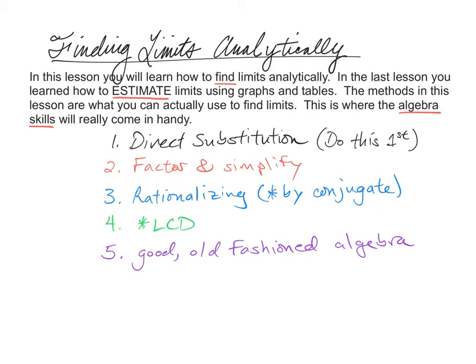The third method is rationalizing, and you'll either rationalize a numerator or denominator, and you'll do that by multiplying by the conjugate pair. The fourth way to find limits analytically would be by multiplying by an LCD. And the last way to find limits analytically is good old-fashioned algebra. Let's take a look at some examples on how to find limits analytically.